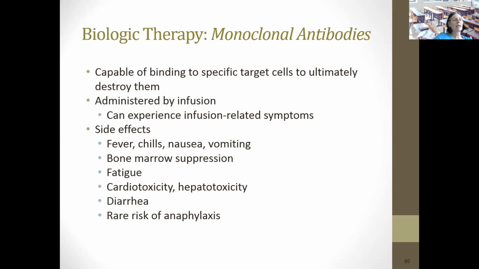Monoclonal antibodies. They bind to target cells and destroy them. We have to give them by IV infusion. Their symptoms from this drug are usually infusion related. We can often give them some Benadryl or some other treatment beforehand to help reduce these symptoms. But while they're getting that IV and immediately thereafter, they might have nausea, vomiting, chills, and fatigue. And then monoclonal antibodies can cause cardiotoxicity, bone marrow suppression, and they have a risk of anaphylaxis. That's foreign proteins. It's an antibody, so it's a protein itself.